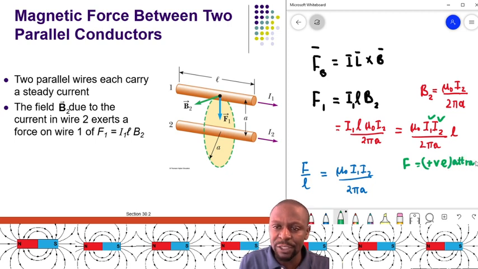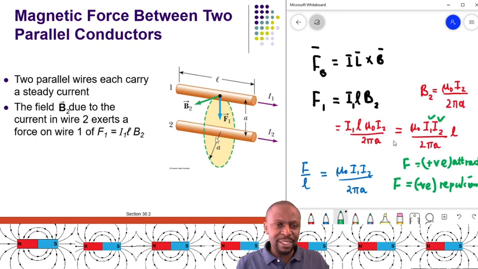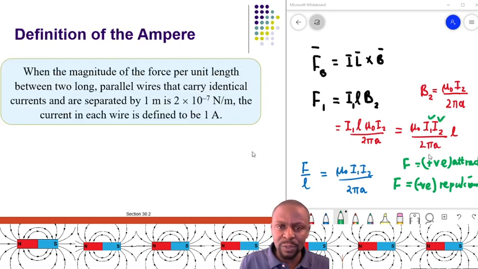That would be attraction. And if I1 and I2 are going in opposite directions, for example, the force will just be negative. The answer will be negative, and that will be a repulsion force. So that's what I want you to know as far as this is concerned.